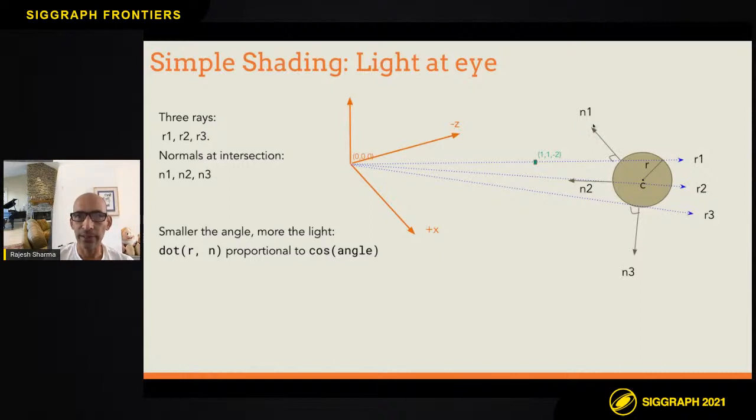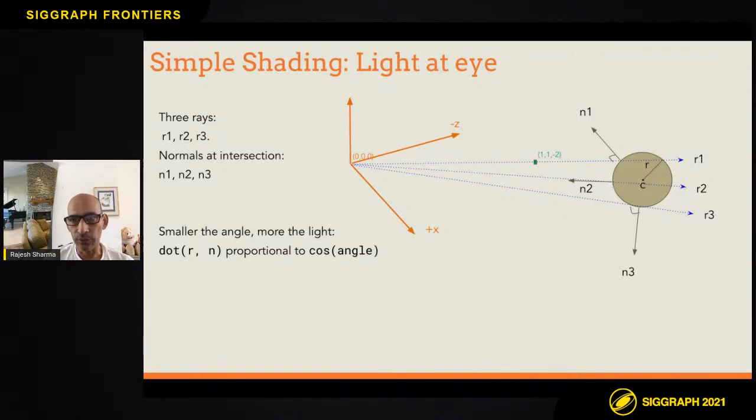Once we find that normal, we can also find the angle that the ray has with the normal. And if you look at it, the more front-facing something is, the smaller the angle is. So this particular ray, R2, is hitting almost in the center of the sphere here.